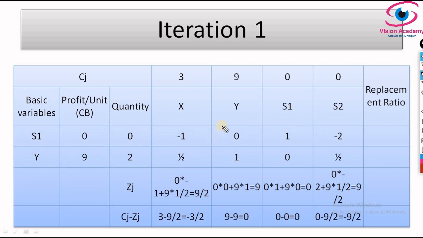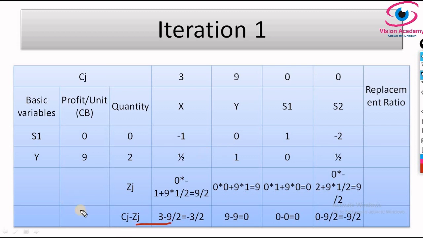After calculating Zj, we shall move further for calculating Cj minus Zj. This is the Cj value and this is the Zj value. So let us subtract Zj from Cj. 3 minus 9/2 you have to calculate separately, that will be minus 3/2. 9 minus 9 will be 0. 0 minus 0 will be 0. 0 minus 9/2 will be minus 9/2. We have calculated one more thing, that is Cj minus Zj.